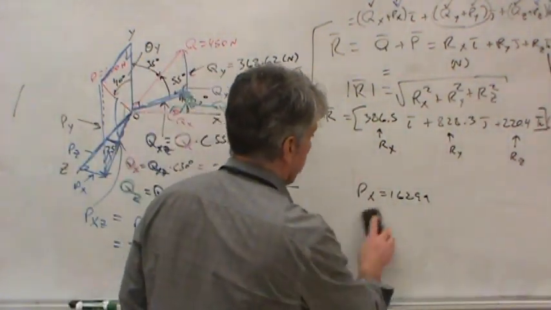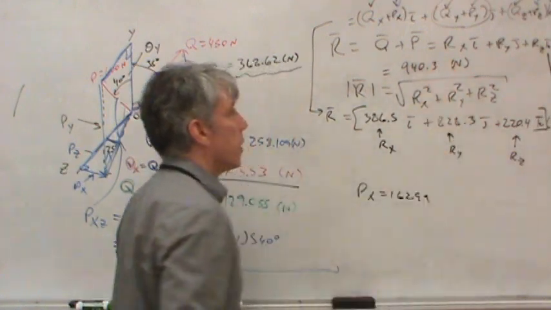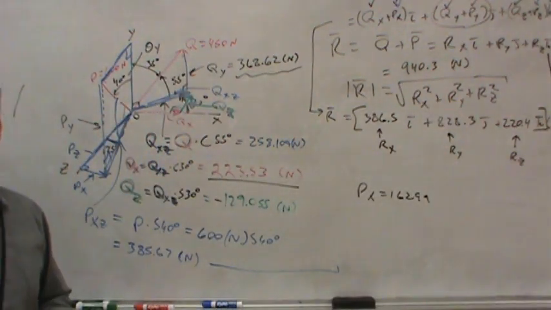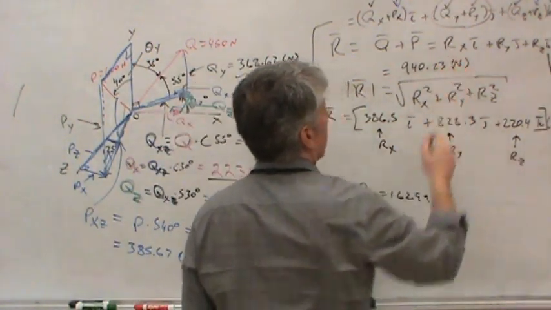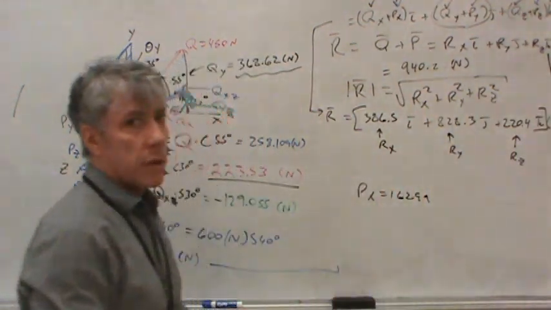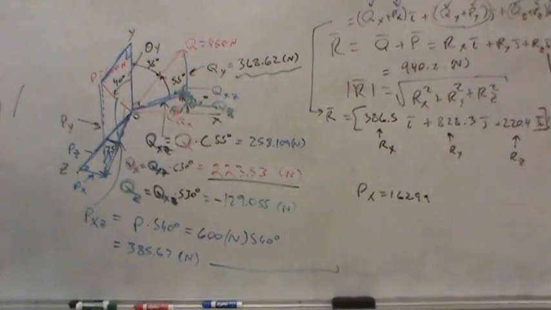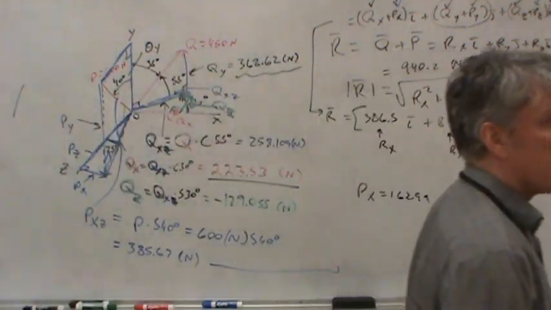940.23. That sounds practical and reasonable. 940.3, you say? Point 23. Point 23, okay. Yeah, we've dropped the second decimal place a long time ago, so let's just leave it there. Okay. Any questions about this? It's easy to make a mistake in these problems. I don't actually care very much about your final answer, especially on exams. I care about your method, okay?